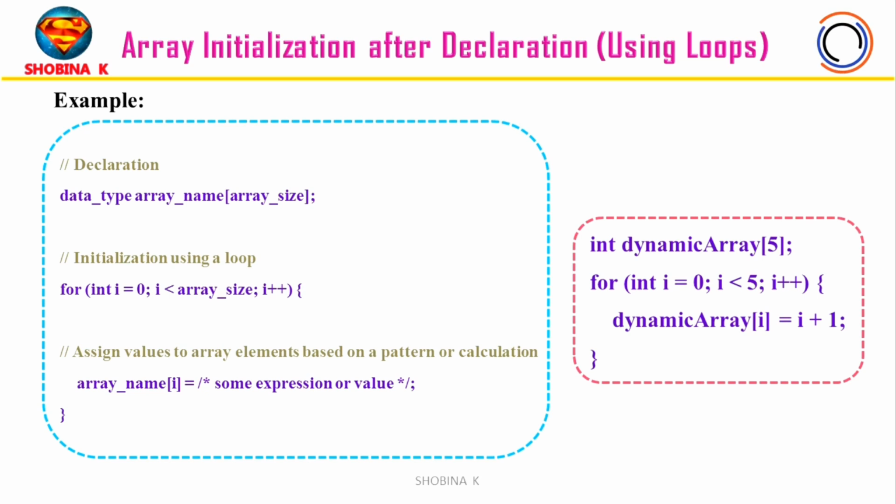int is the data type of the array elements. dynamicArray is the name of the array. The size of the array is declared as 5. A for loop is used to iterate from 0 to 4 to cover all array indices. The loop runs for each index i from 0 to 4 as specified by i less than 5. Inside the loop, dynamicArray[i] = i + 1 is the assignment statement. i + 1 calculates the dynamic value based on the loop index i. The array element at index i is assigned the value of i + 1. During each run of the loop, the array element is assigned a value that is 1 more than its index.